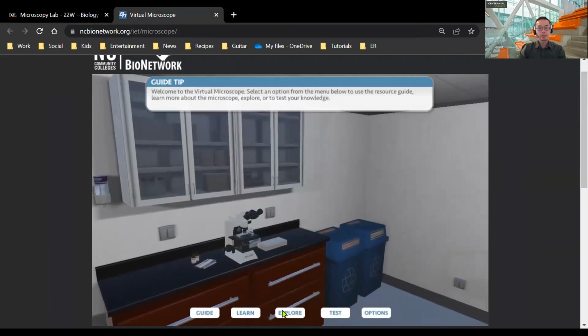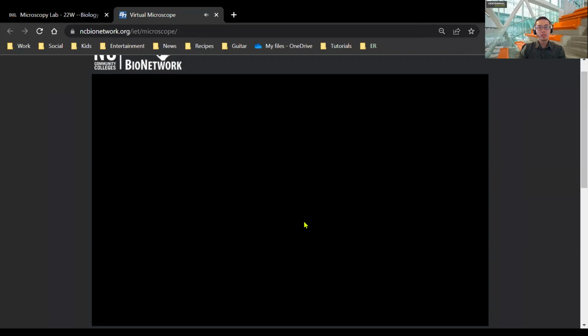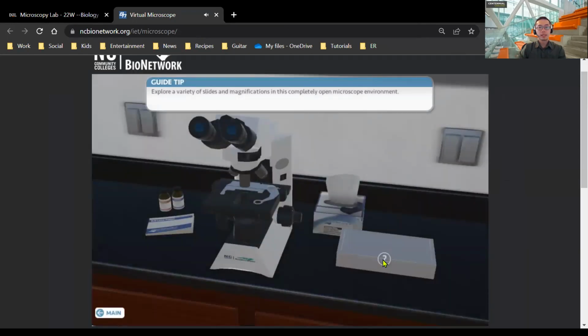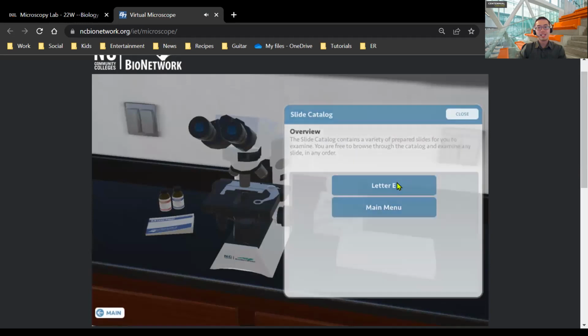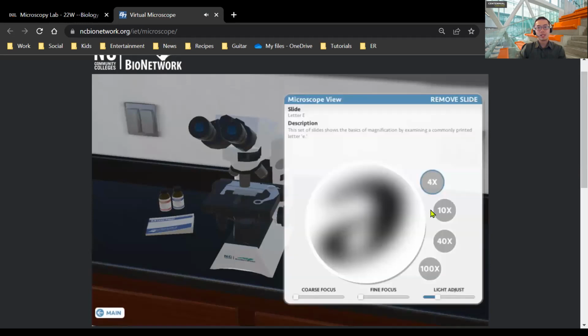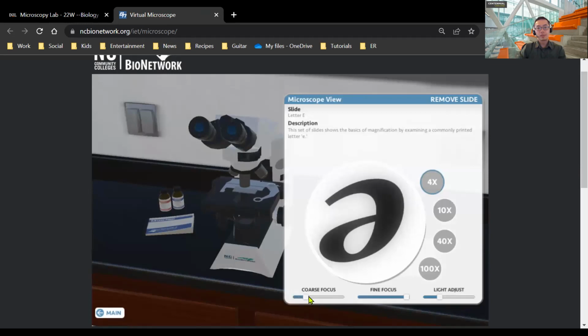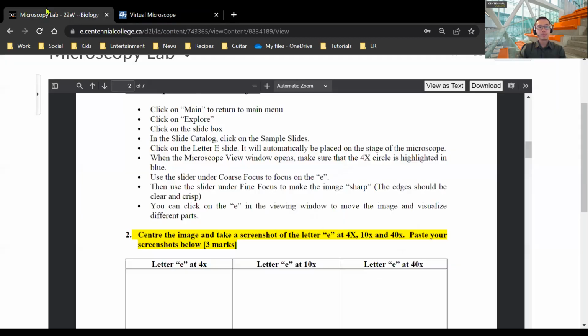You see all the buttons here. Click on explore, for example, and then you can open the case. I know this is kind of lame because it's virtual, but it's the best we could do at the moment. You might have to fine focus it and get a sharp image. And then I'm going to ask you to take a picture at 4 times, 10 times, 40 times.